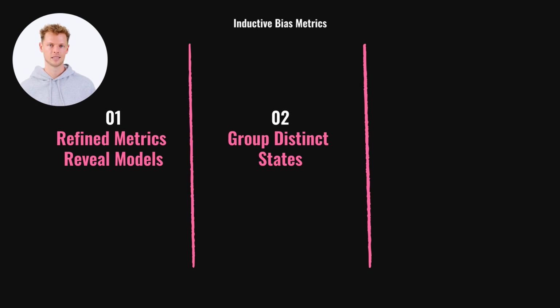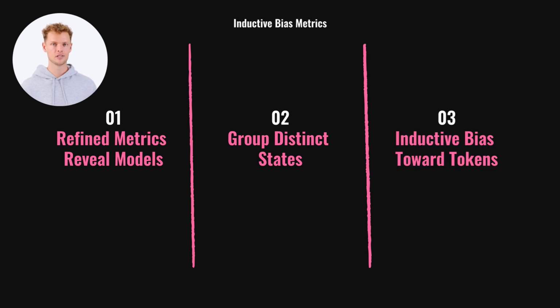DIB metrics indicate models extrapolate based on next token partition rather than true state, suggesting an inductive bias toward legal next token partition. This highlights a tendency to prioritize token legality over true state representation, impacting the model's world understanding.